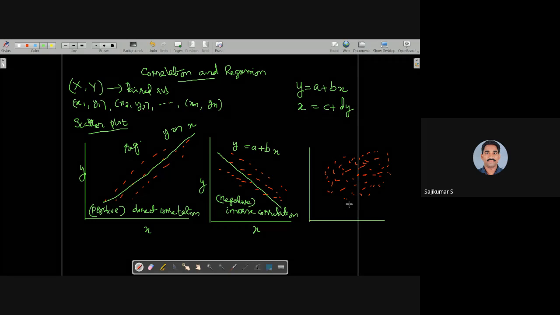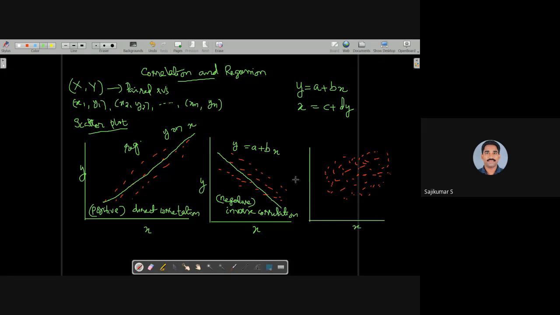And the third diagram, no correlation. No correlation between x and y means there is no linear relationship between the variables.